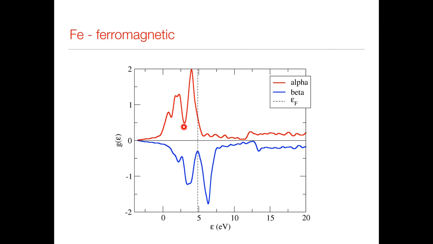What's happened is we've essentially moved the blue states this way, and we've moved the red states this way. So the number of up spins, the number of red ones, is greater than the number of blue, because this area under here is clearly bigger than the area down here. So there are more of these electrons with the magnetic moment pointing this way than there are with the magnetic moment pointing that way. So the high density of states at the Fermi energy has basically driven iron to lower its energy and become ferromagnetic.